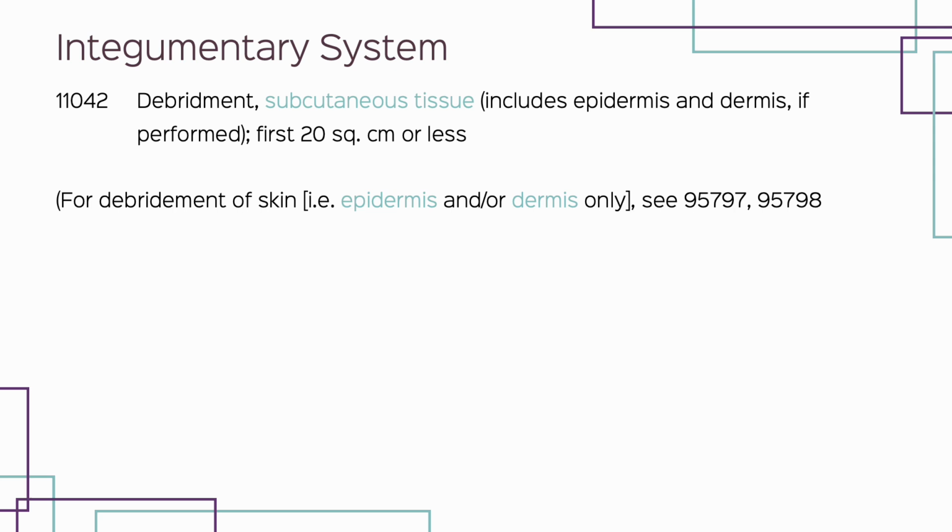Some codes are selected based on the depth of the procedure. So an example is skin debridement. CPT code 11042 is for debridement of the subcutaneous tissue. There is a parenthetical instruction underneath 11042 directing the coder to look at codes 97597 and 97598 if your debridement only involves the dermis and the epidermis layers.